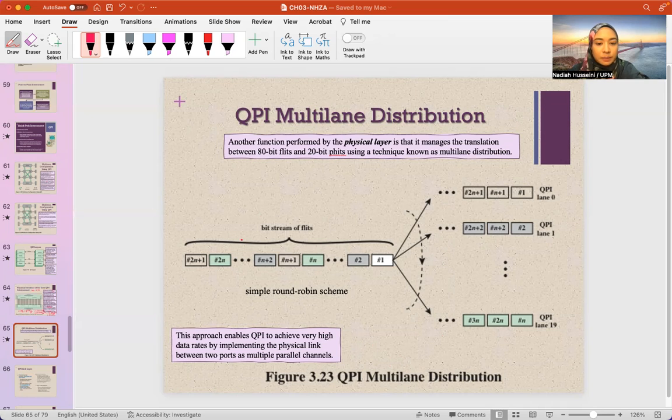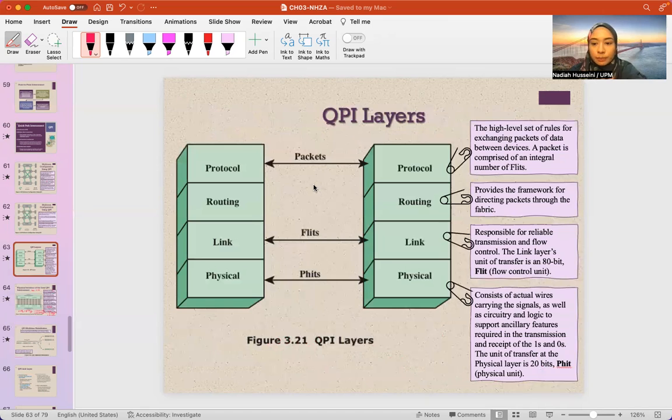So this is a bit stream of flits. Again, what is a flit? Let's go back. A flit is 80-bit and a phit is 20-bit.